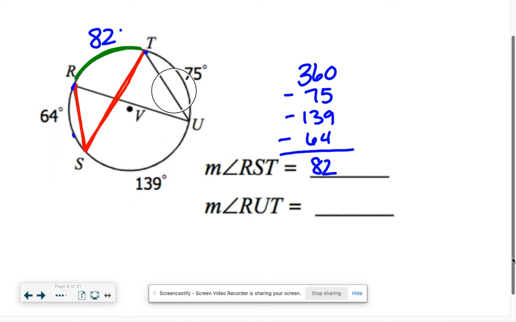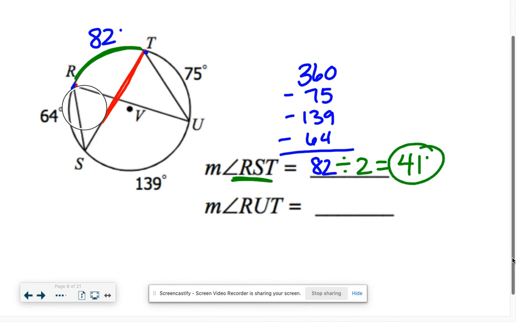That wasn't the question we were trying to figure out. What we're trying to figure out is the angle RST. So RST would be half that, right? So 82 divided by 2 is 41. 41 degrees. That was cool. Good work. Kind of fun, right?